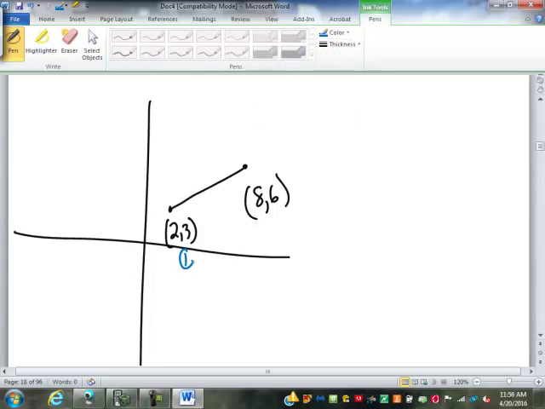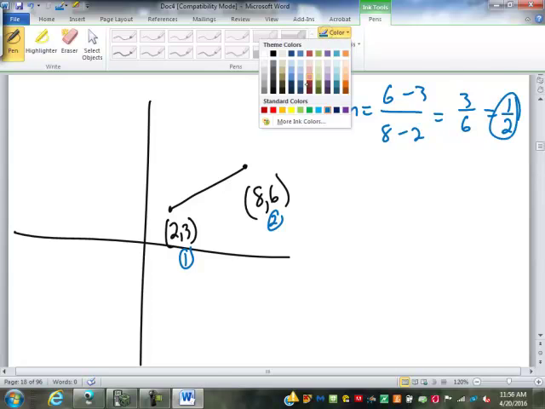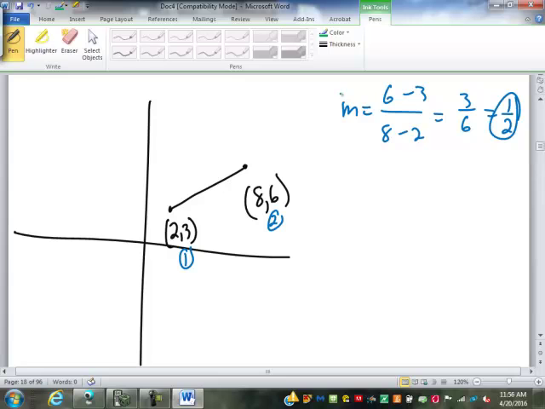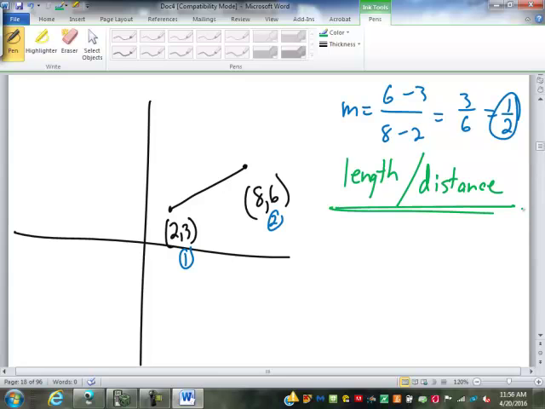We called this point 1 and point 2. That slope would be 6 minus 3 over 8 minus 2. 6 minus 3 is 3, 8 minus 2 is 6, so that's a 1/2. Other things we might want to know: the length of that line, or sometimes discussed as the distance between the 2 endpoints of the line.